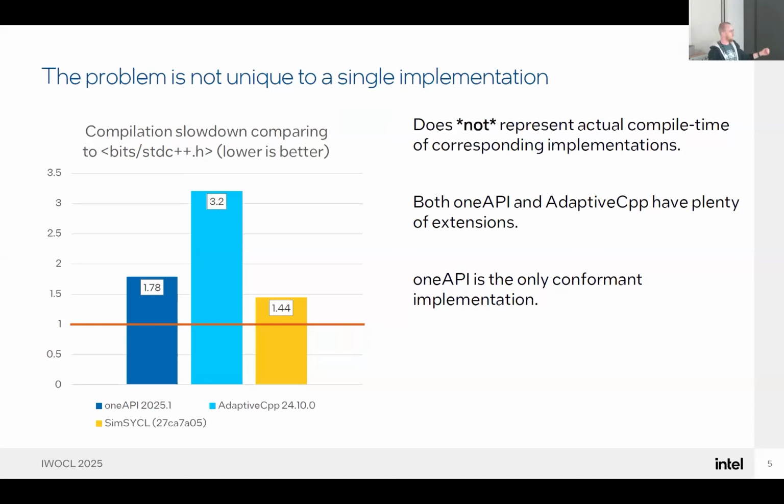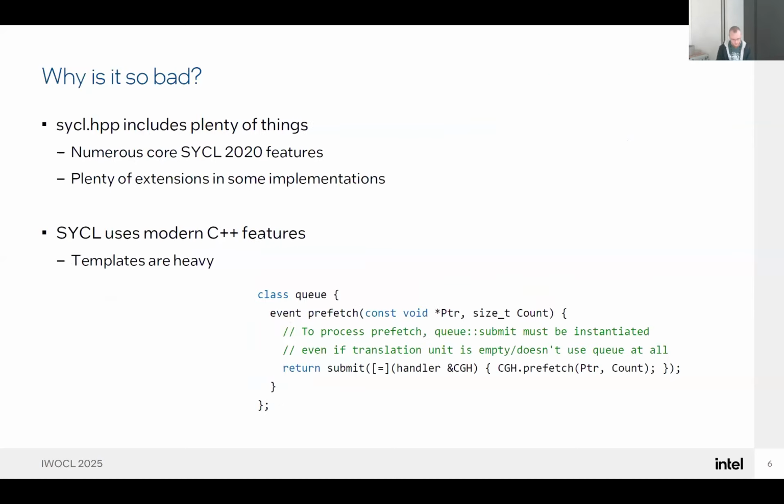Please note that this data does not represent actual compile time, because I used a random compiler, not an actual SYCL compiler for the corresponding implementation. For example, for OneAPI, this is roughly host compilation, but since we are a multipass compiler, you may add more passes for device and additional targets, so it's quite slow.